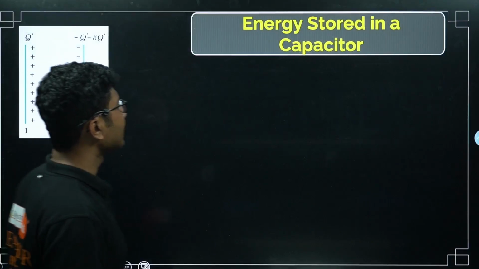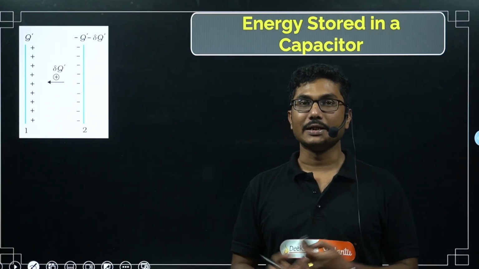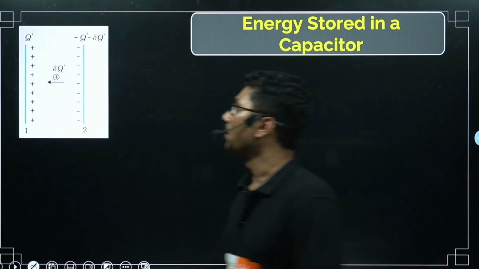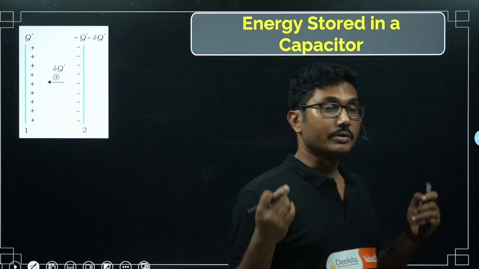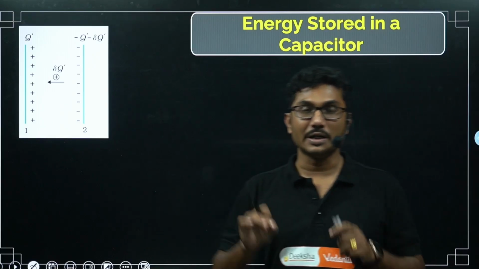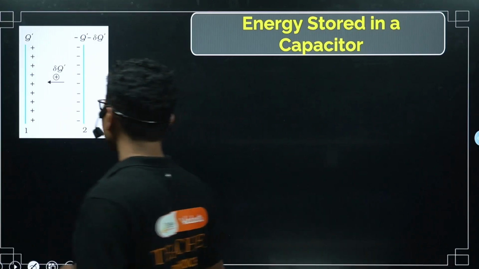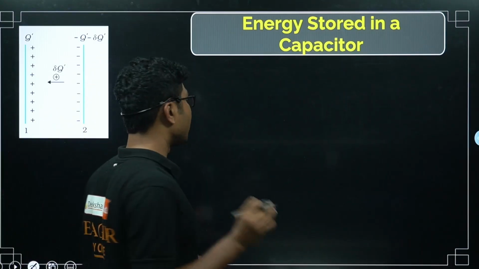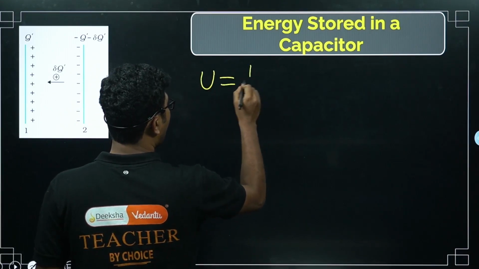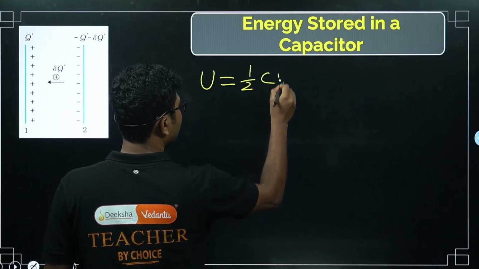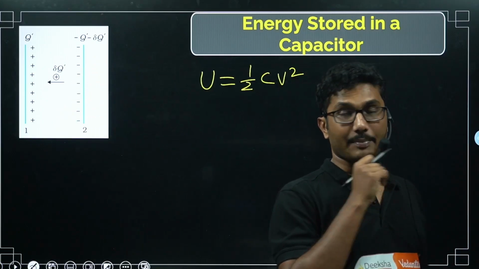Now, energy stored in a capacitor. As I said previously, a capacitor is basically a device which can store energy. Now, what is the expression for energy stored? The derivation of the expression for energy stored is not in your PU board syllabus. If you are studying in PU board or in CBSE board, it is no longer in the syllabus; the expression is there, the derivation is not. So, energy stored in a capacitor is given by half CV square.